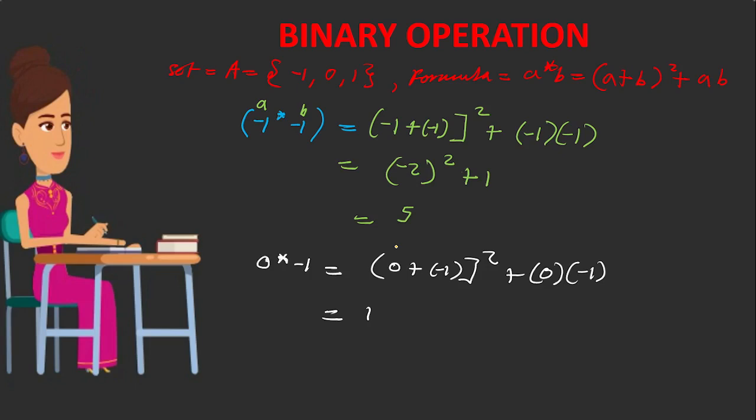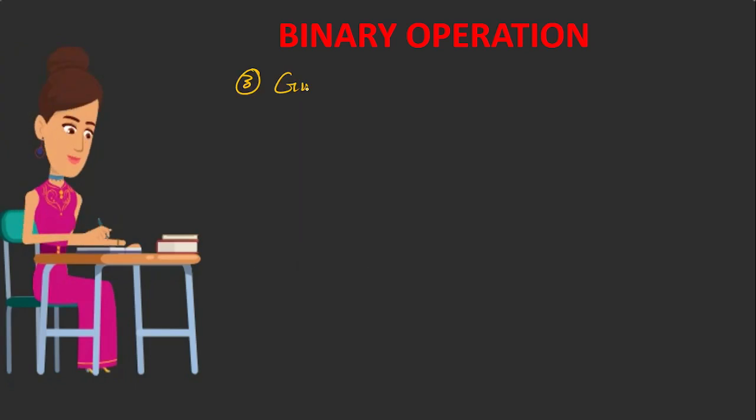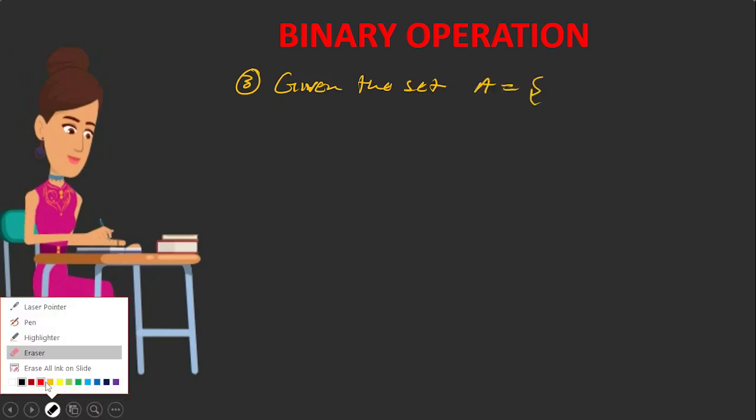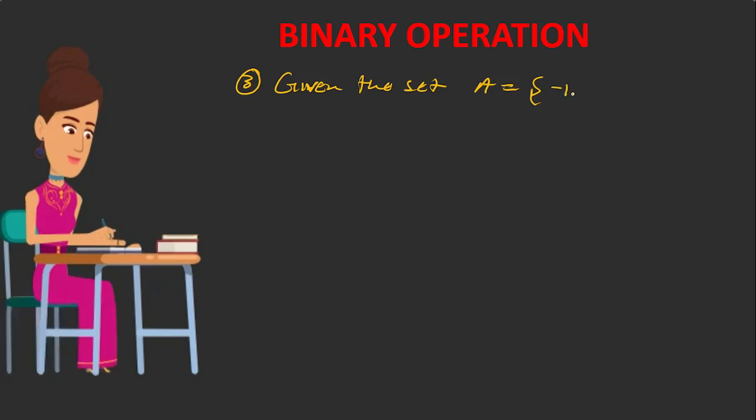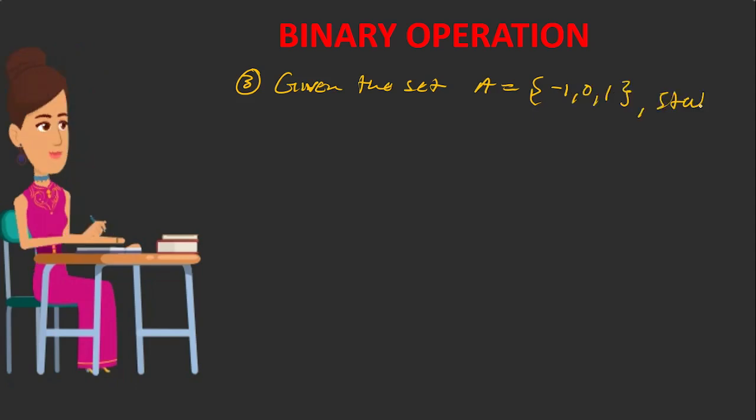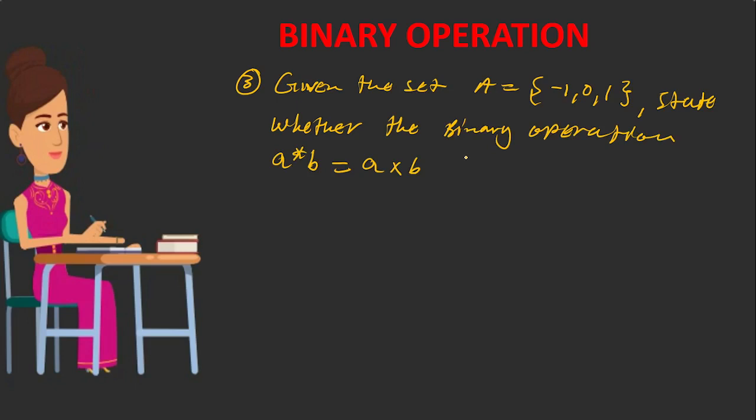Okay, number 3. Given the set, let's say A is equal to, I'll get the same guys which we had in the previous example. So given the set A is equal to negative 1, 0 and 1, state whether the binary operation A star B is equal to A times B exists or not.